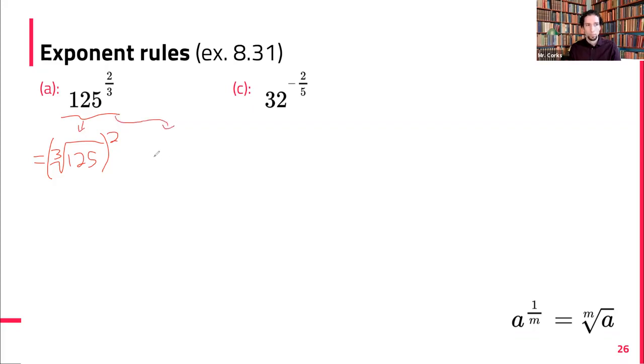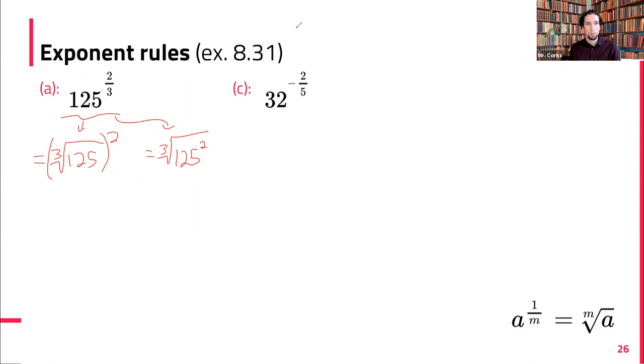125 to the exponent of 1 over 3, squared. Okay, we'll still use the root. I'm thinking the other way we could write this is the cube root of 125 squared. So just basically, do we want to do the cube root first or do the square first? They're both exponents, so the order doesn't matter here. We just do whatever's easier.